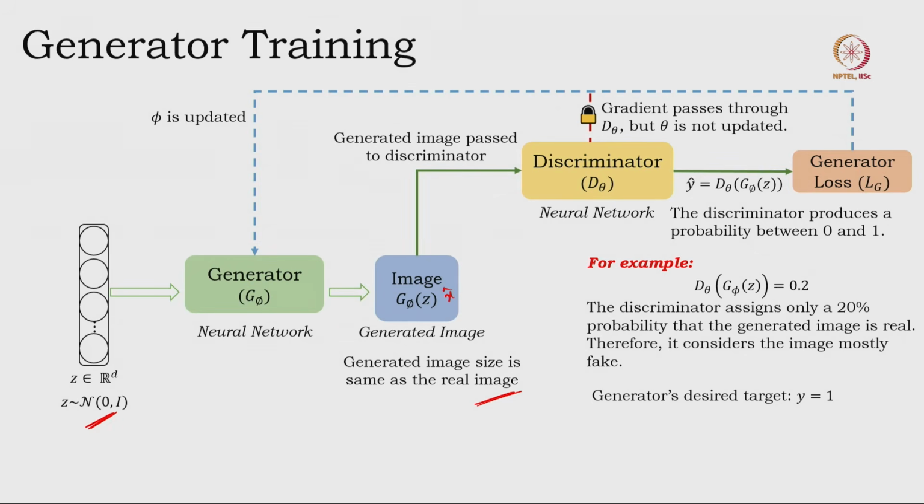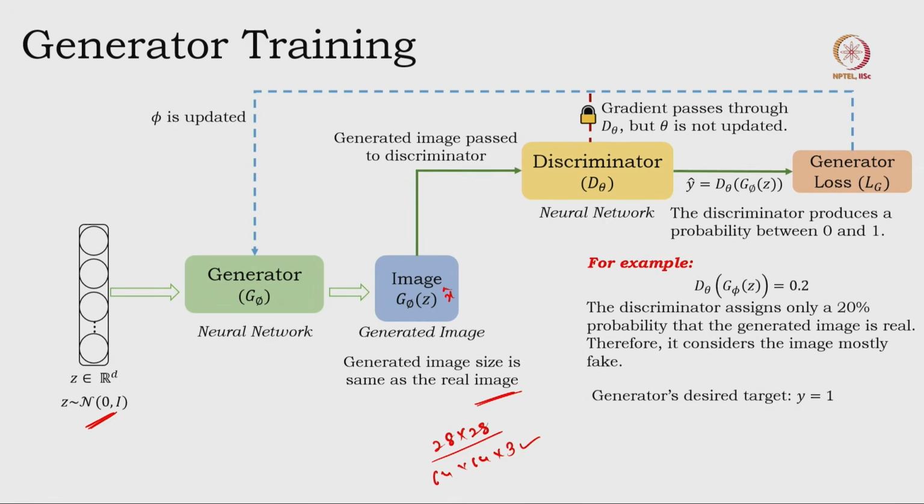For example, if the real image is a grayscale image of size 28 cross 28, then the generator also produces an image of size 28 cross 28. Suppose the data set contains color images of size 64 cross 64 cross 3, then the generated image also will have the same size.